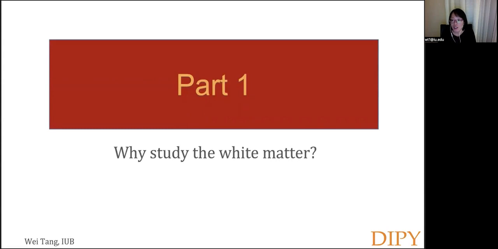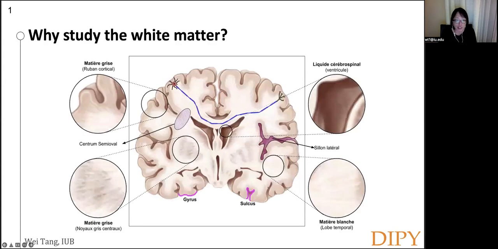Okay, now let's start with the big question. Why study the white matter? We know that Dipy is a tool for diffusion MRI analysis, and diffusion MRI is a technology for studying the white matter of the brain. But why do we care so much about white matter in the first place?